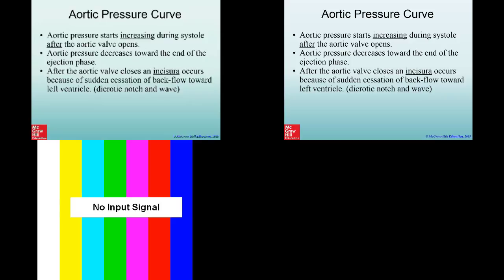When you get to the end of the ejection phase, when the ventricle starts entering diastole, the pressure in the aorta becomes greater than the pressure in the left ventricle, which forces the aortic semilunar valve to close. The same thing happens in the pulmonary circuit on the right side. After the aortic valve closes, you get a nice little after peak, an incisura. We call that period between closure and the secondary peak the dicrotic notch.